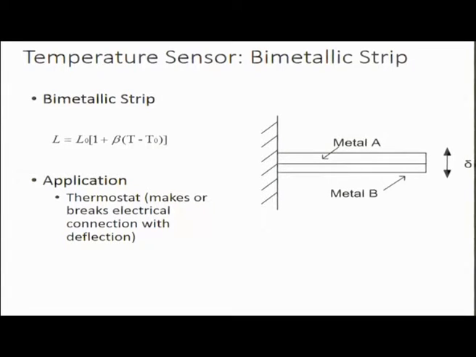Another very important sensor is the temperature sensor, and one of the most common varieties of temperature sensors is the bimetallic strip. The basic principle here is based on the temperature coefficient of expansion of metals particularly. In this particular case, there are two different metals, A and B, which have different beta values, where a change in temperature would expand the length of a particular metal, starting with length at room temperature being L0 and the room temperature being T0.